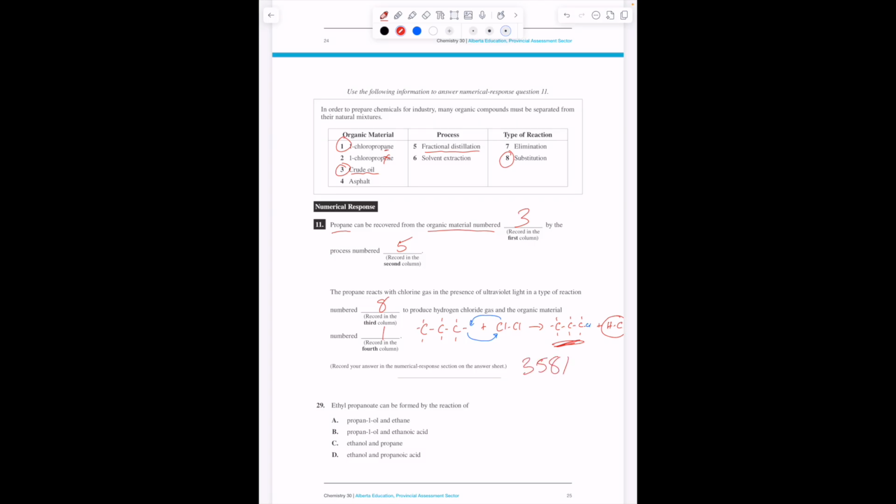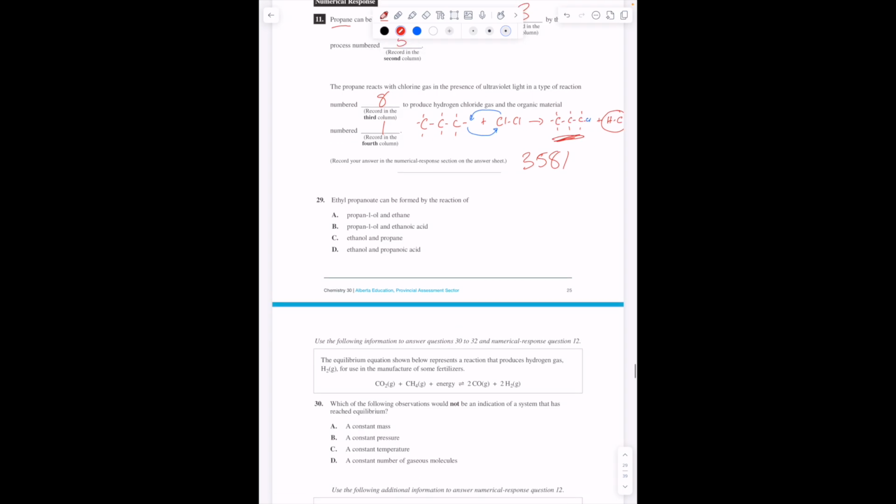Okay. Next. Ethyl propanoate can be formed. This is your classic ester question, right? That's an ester. Ethyl propanoate: 1, 2, 3, double bond to O, single bond to O, then ethyl. So there's my ester, and this part used to be ethanol.